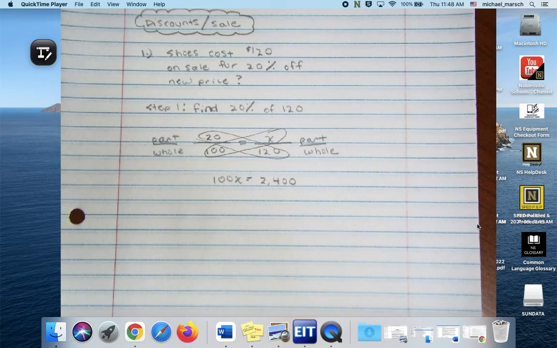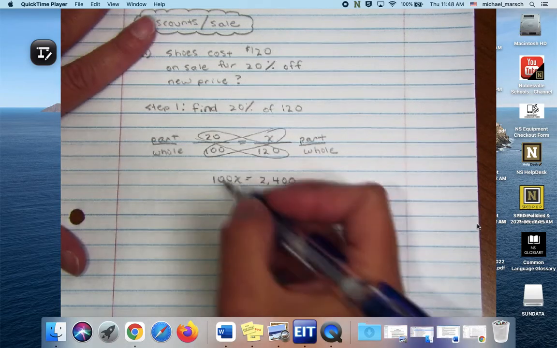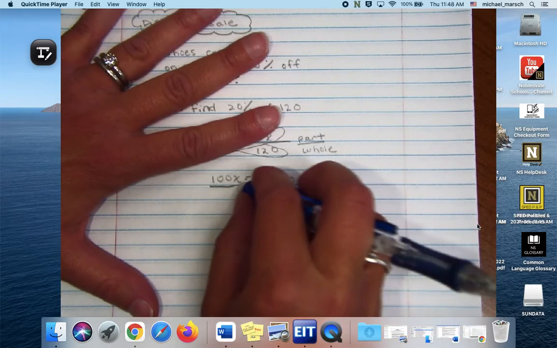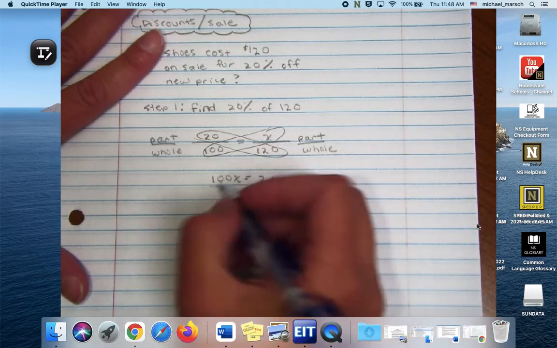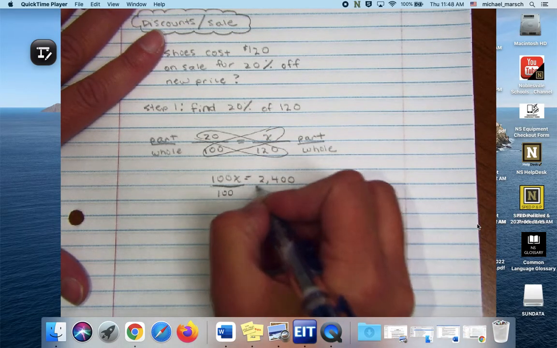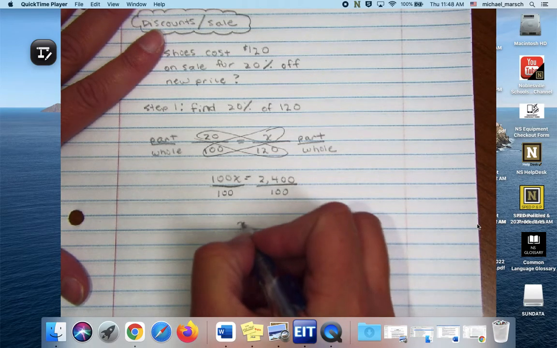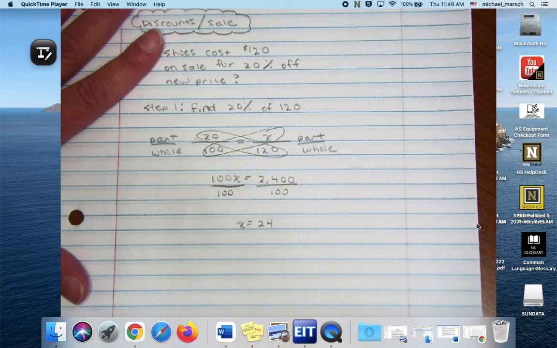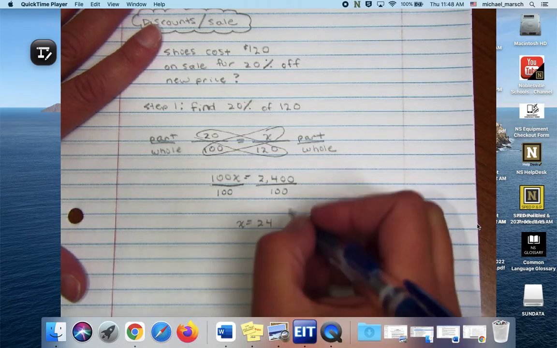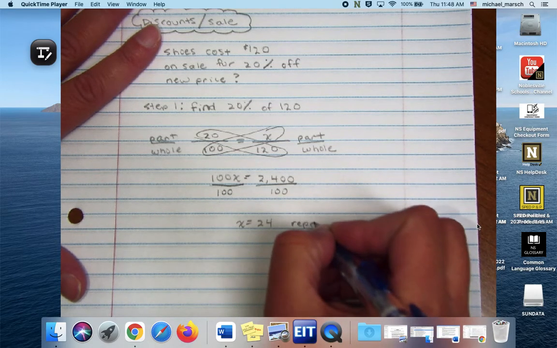Nobody can say it's 24. So you end up with 100x equals 2,400. But then you remember you have to divide by 100. So x equals 24. And this represents our discount.